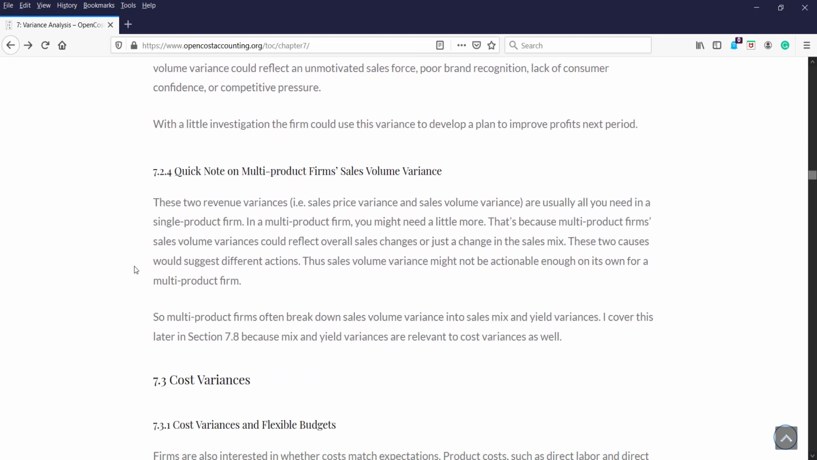Now, there is a third variance. You actually can break down the volume variance into sales mix variance and yield variance. I'm not going to get to that. We'll talk about that in 7.8 in the next video, because I want to cover it once we've got the cost variances down, because it happens on the cost variance side too. You can break down the cost quantity variances into a sales mix variance and a yield variance, assuming that your firm is a multi-product firm. Otherwise, there's no sales mix. That would be pointless.